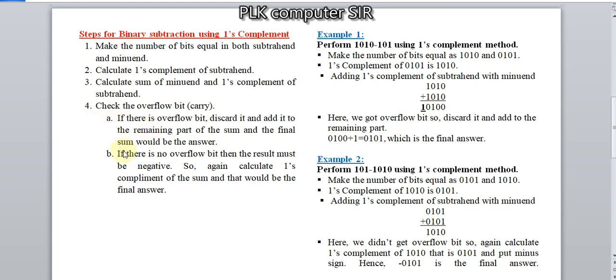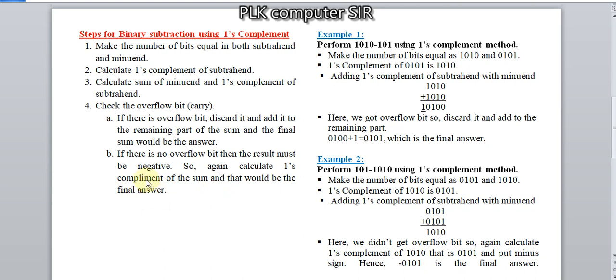So look, 0100 plus 1 according to this is step 4a. Now 4b, there will be two conditions. One condition, there will be an overflow bit, that is the carry, and in the next case, if there is no overflow bit, then the result must be negative. So again calculate the 1s complement of the sum, and that would be the final answer.